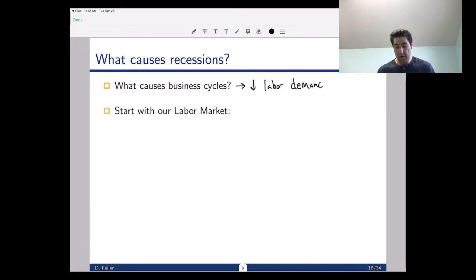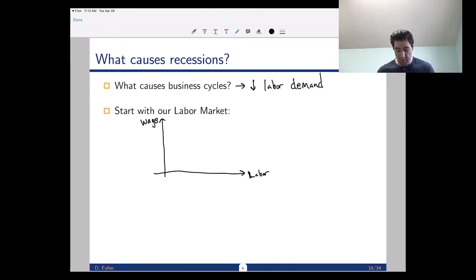Is ultimately going to be a decrease in labor demand. And so that's going to make a fair amount of sense. So if I'm going to start here with our labor market, we have the quantity of labor in workers or hours on the horizontal axis, and we have the wage on the vertical axis.